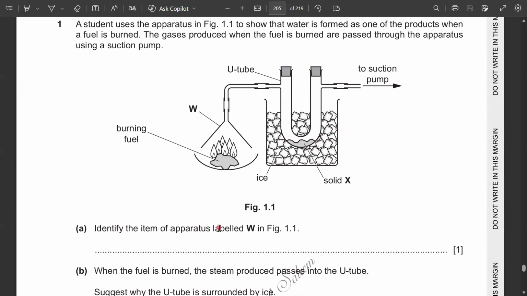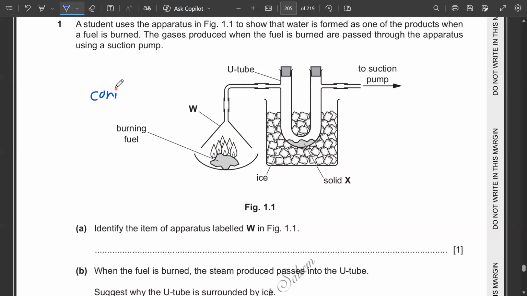Identify the item of the apparatus labeled W. So we can see that this is a Y shaped, but it is inverted. So this is basically the inverted piece of the conical funnel. This is a conical funnel which has been inverted. So you can write here conical funnel, or just funnel is also correct.